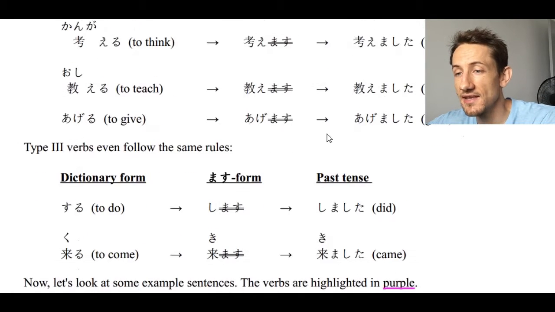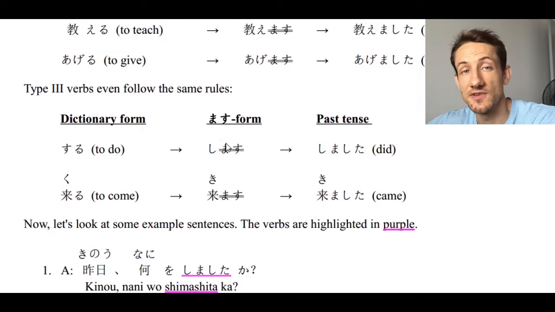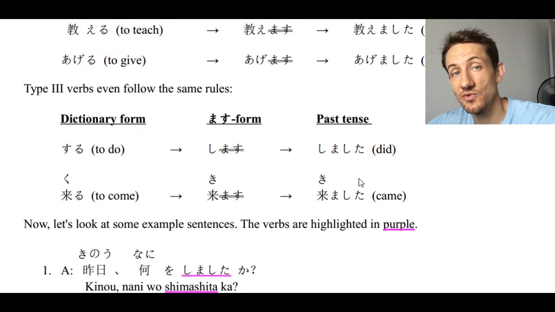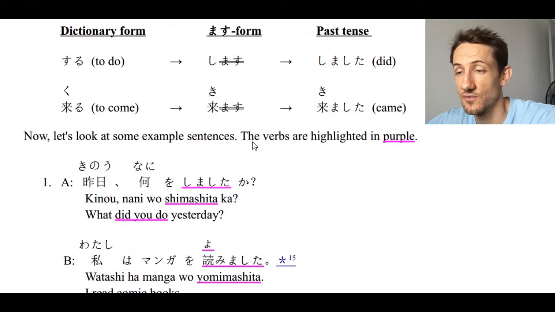And even our type 3 verbs follow this rule. So suru, the mas form is shimasu. We add mashita to the mas stem, we get shimashita. Kuru becomes kimashita, came. And that's it. So if you know that simple rule, just add mashita to the mas stem of a verb, you get the past tense, the polite, formal past tense.